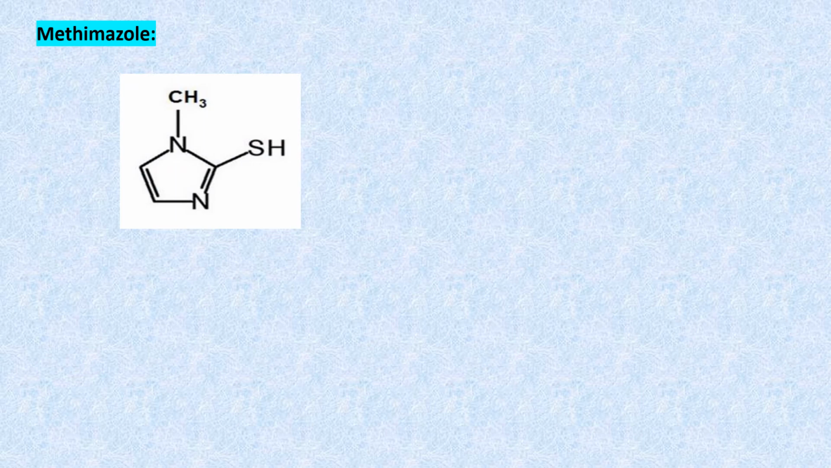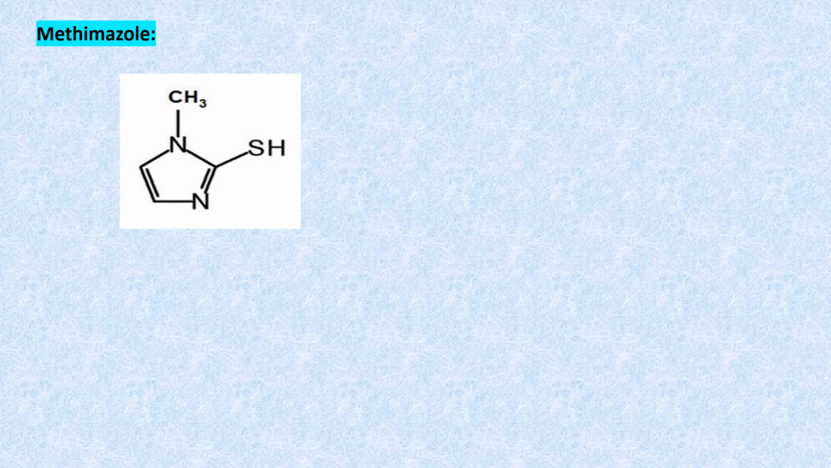You have three drugs for your study. The first one, that is methimazole. This is the structure of methimazole. Apply the nomenclature rules. First, identify the basic structure. This is your basic structure. It is a 5-membered ring, fully unsaturated, containing nitrogen heteroatoms at first and third position. That is the structure of imidazole.